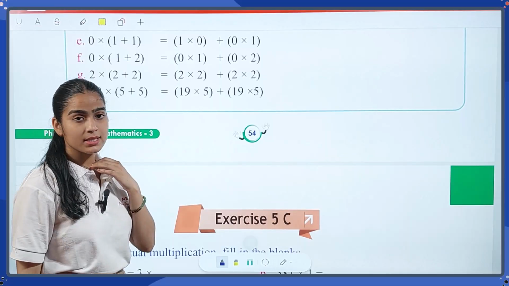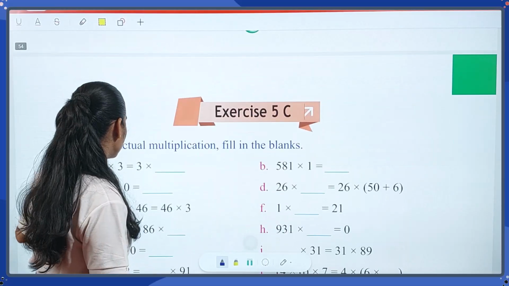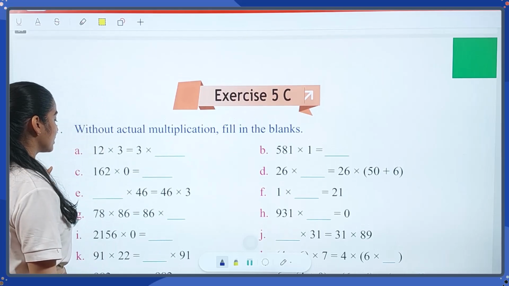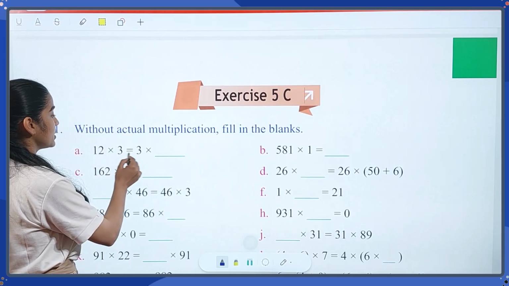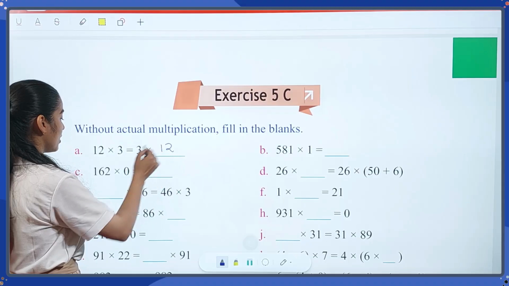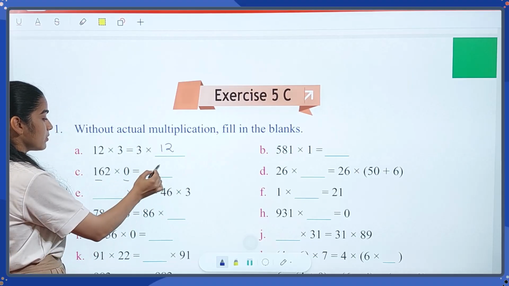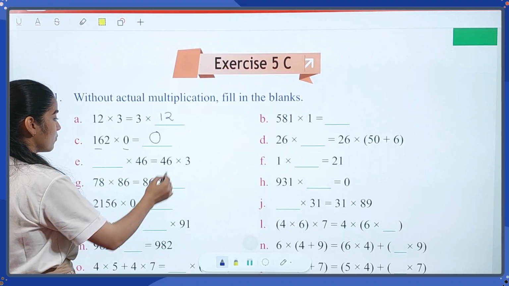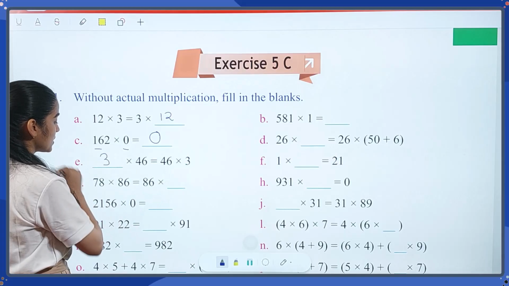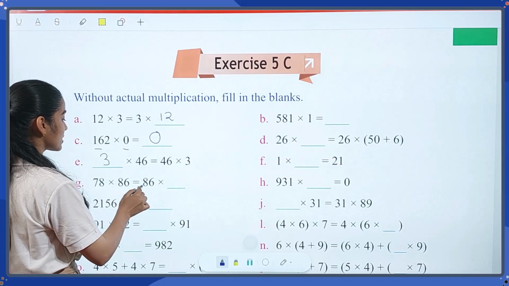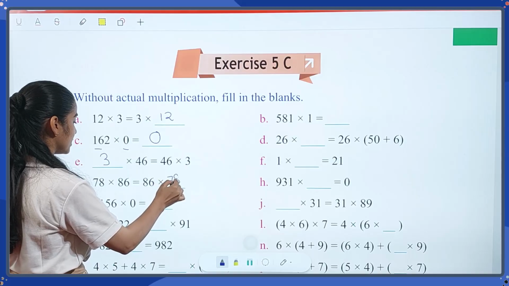Now we have our exercise 5c. So let's solve it without actual multiplication. Fill in the blanks. So 12 multiplied by 3 is similar to 3 multiplied by 12. Whenever I multiply a number with 0, at the end I get 0. What number is missing here? 3 is missing here. 78 multiplied by 86 is equal to 86 multiplied by 78.